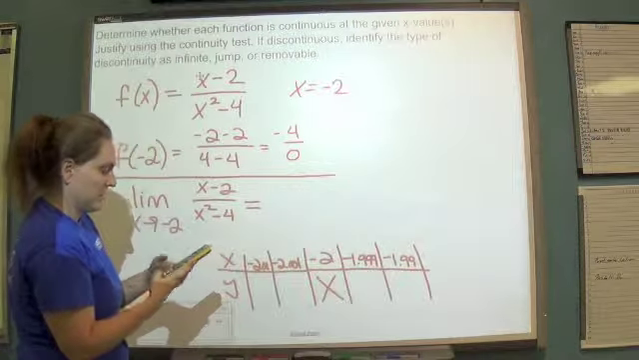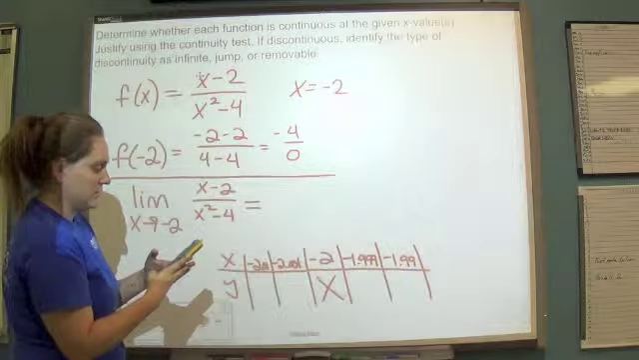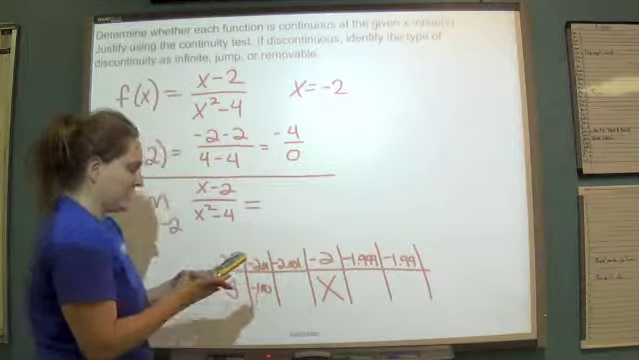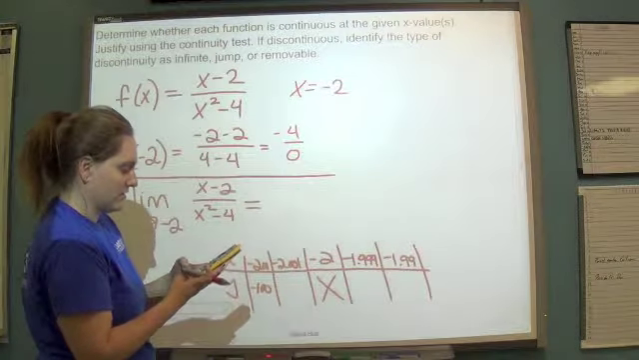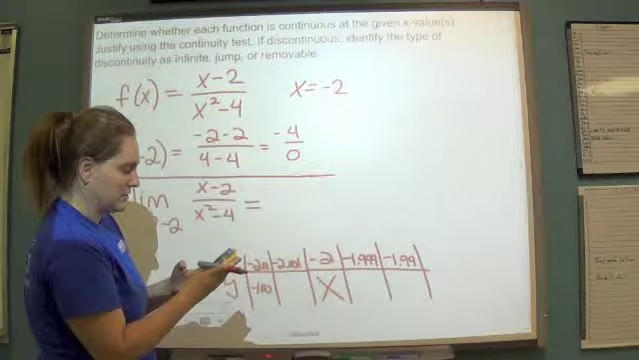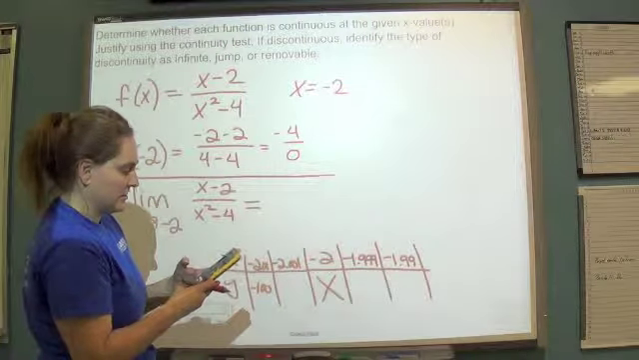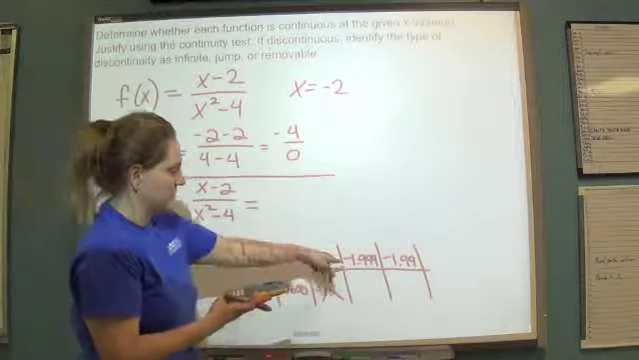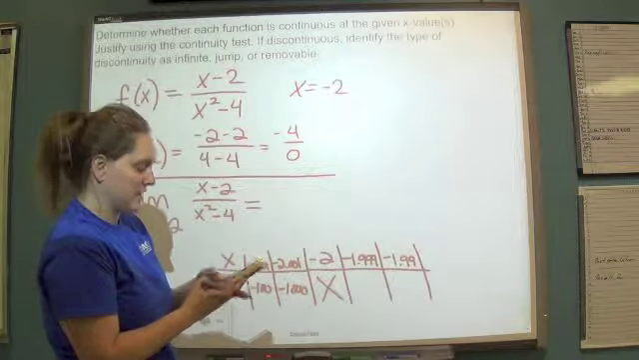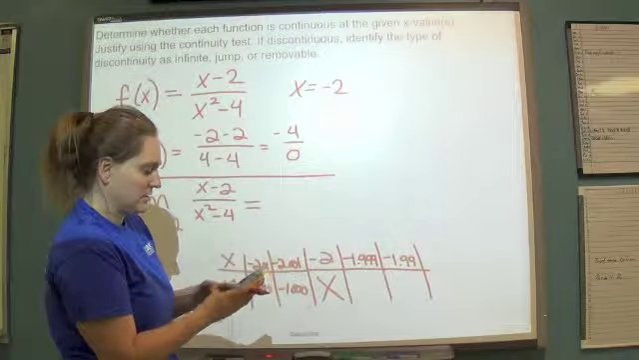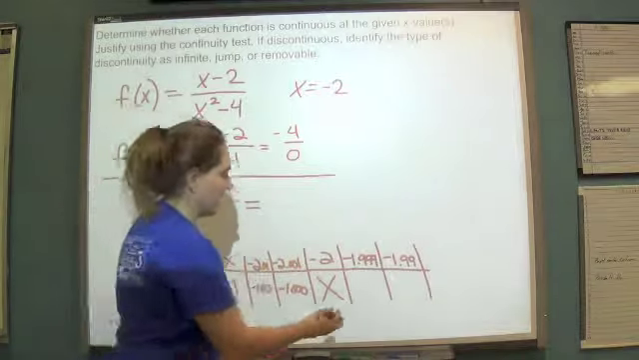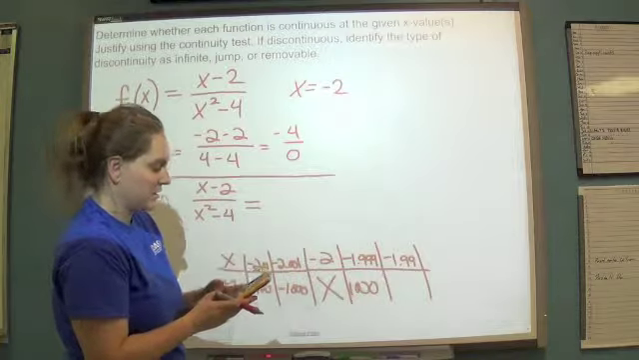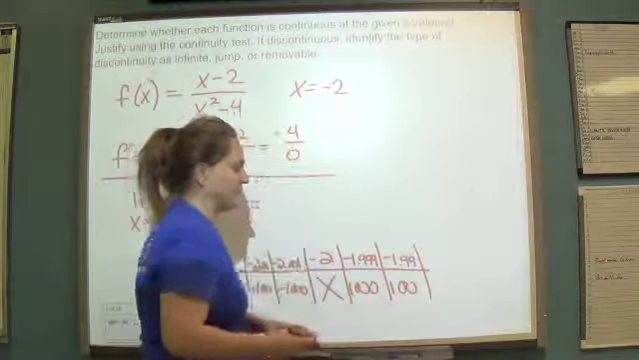-2.01 for x. And we get -100. -2.001 for x. And we get -1000. Okay, so now we're going to plug in -1.999 approaches x. We get positive 1000 and -1.99, plug it in, and we get 100.